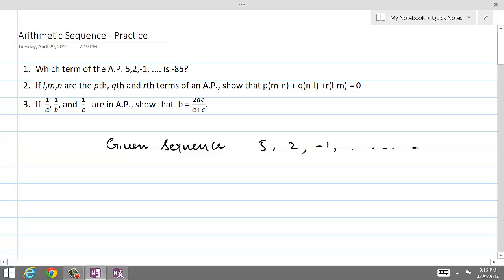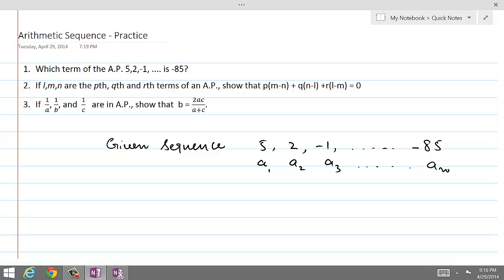This is -85, but we don't know which term this is. If 5 is the first term A1, 2 is the second term, -1 is the third term, we have no idea. Let's call this AN, and we will be interested in finding N. Which term of the sequence is -85?